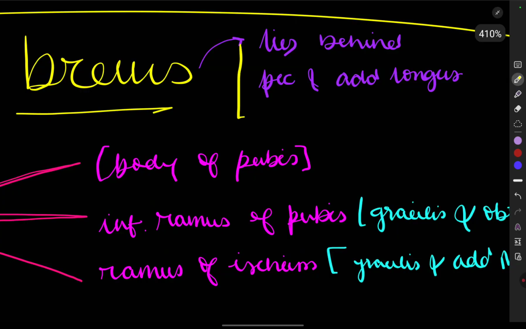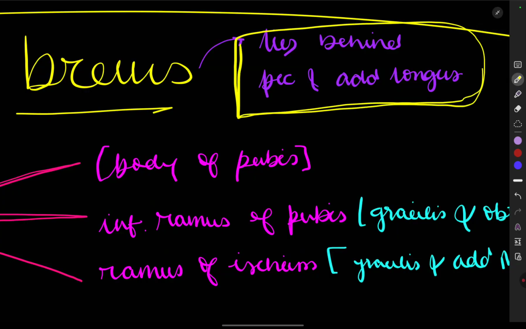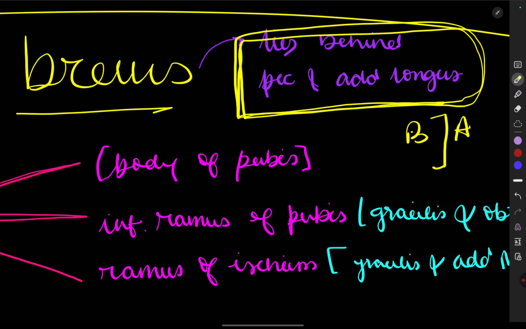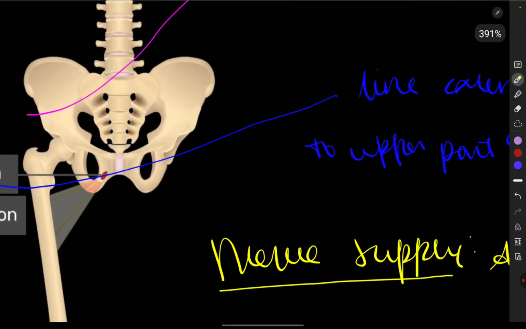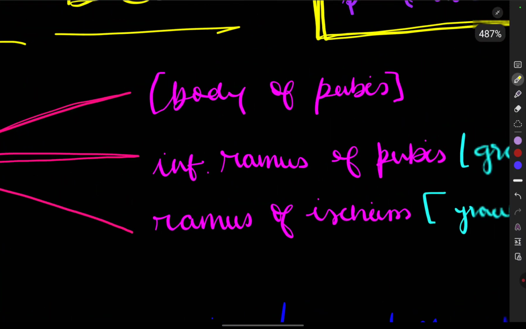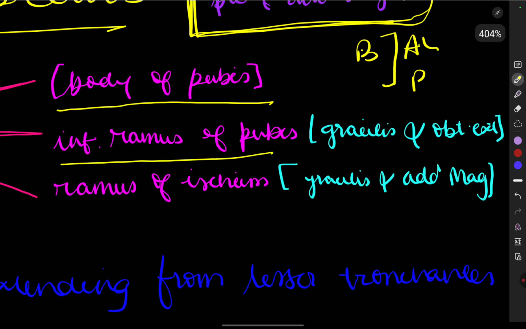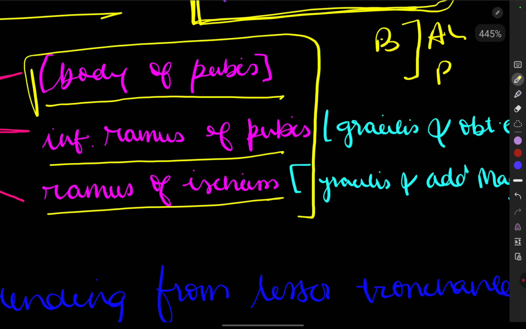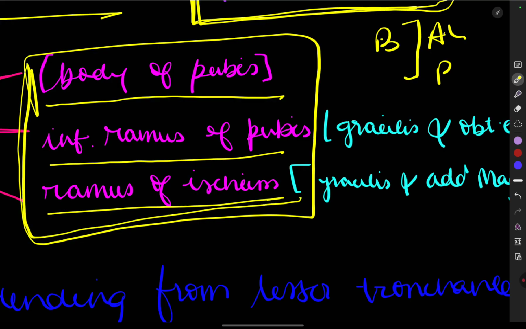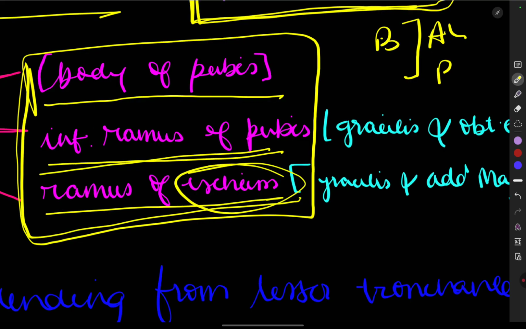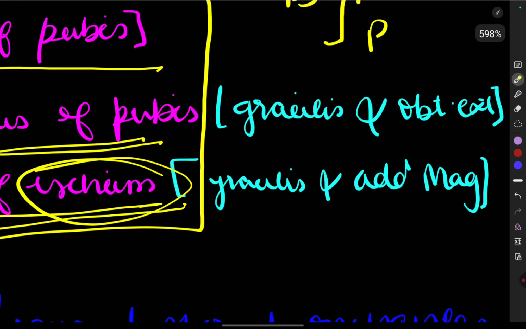It lies behind the pectineus and the adductor longus muscle. The brevis muscle lies behind the adductor longus and the pectineus muscle. Its origin is the body of the pubis. It arises from the body of the pubis, inferior ramus of the pubis and the ramus of the ischium. You remember it arises from the pubis part, and it also arises from the ramus of the ischium as we have seen in the surface landmarks.